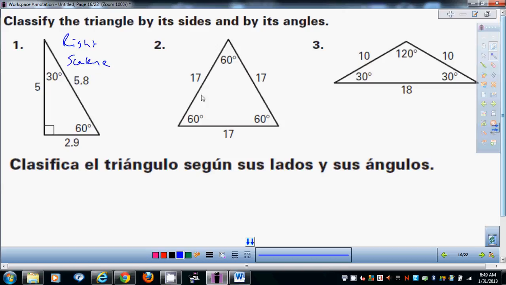So number 2 was regular, and Cameron did number 3. It was obtuse, isosceles. Remember, this one is equilateral, equiangular, but we're just going to call it regular. All right, let's get down now. Now we have to use that vocab to solve these. Okay.